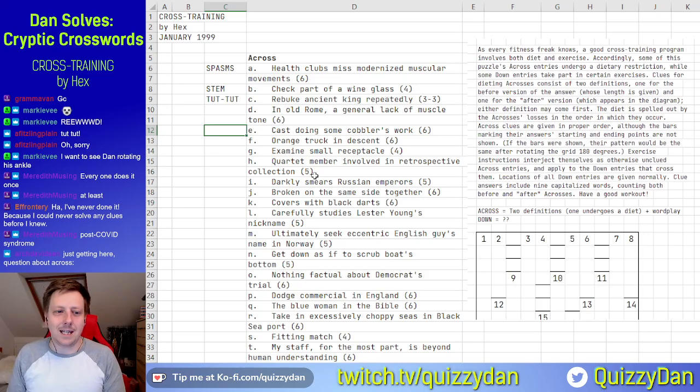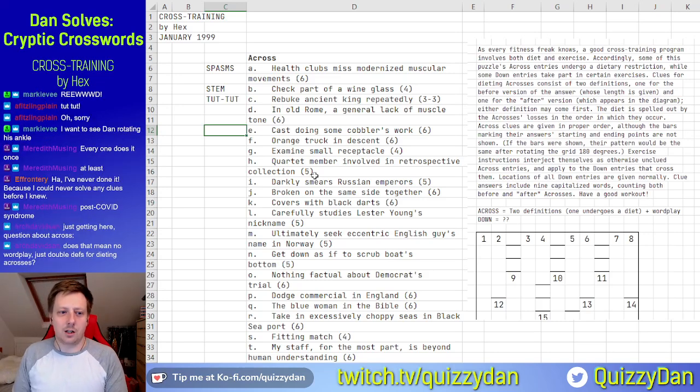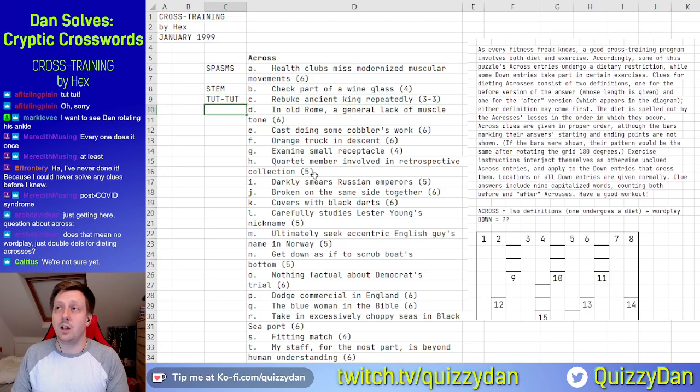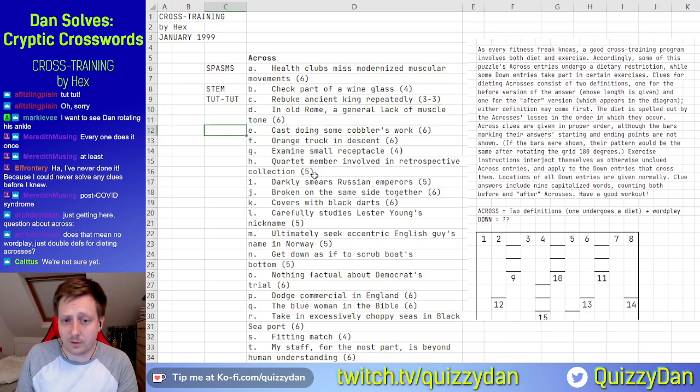Let's go for E. Question about the acrosses from Arch. Does that mean that no wordplay, just double? I think so. This feels to me like a double definition of in Rome a general and then a lack of muscle tone. So we're after a famous general like Caesar. And then take out a couple of letters and you might get a term for flabby, something like that. It will become clear, hopefully, when we actually find one of these things.